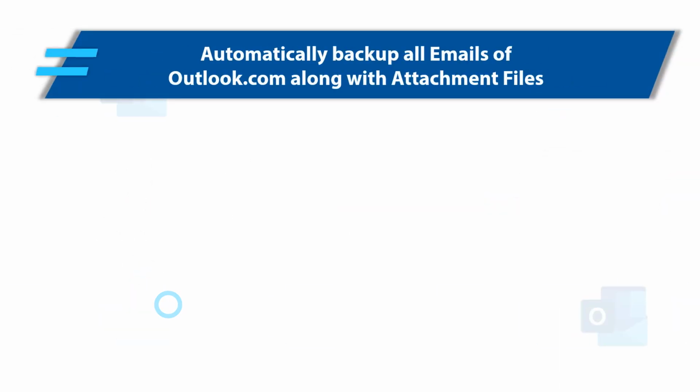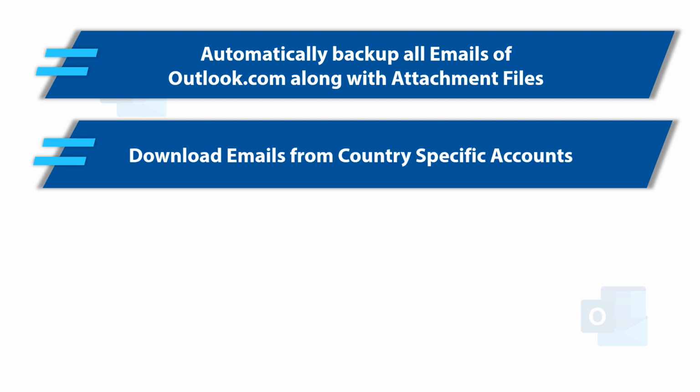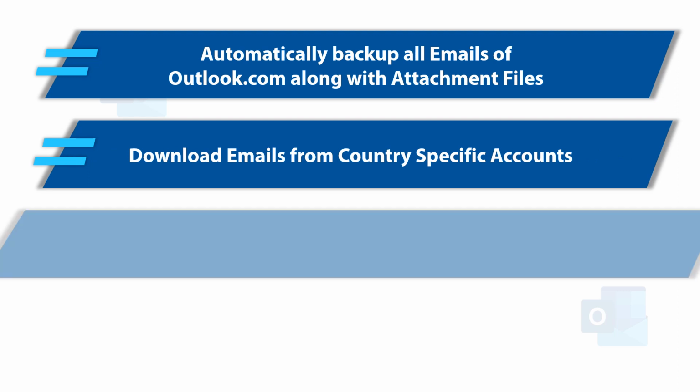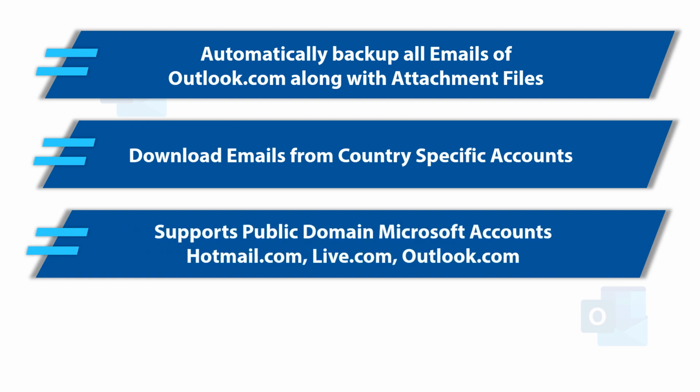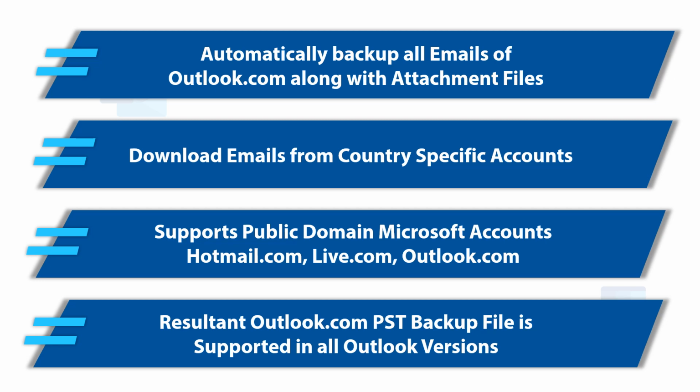Now let's check out the main features of the software. The tool helps in automatically taking backup of all the emails of Outlook.com, along with their attachment files, and also lets the user download emails from country-specific accounts as well. It supports downloading public domain Microsoft accounts such as hotmail.com, live.com and outlook.com. And the resultant Outlook.com PST backup file is supported in all the Outlook versions.